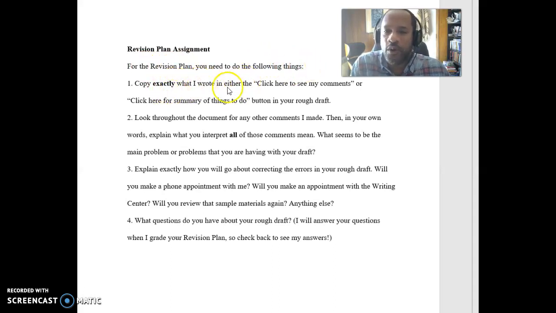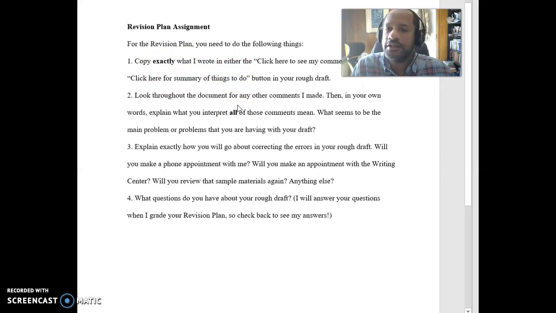Copy exactly what I wrote in either the "click here to see my comments" or "click here for summary of things to do" button in your rough draft. There's a section in your rough draft that says one or the other. Click on that and it will have some specific comments. All you need to do is copy and paste into the document exactly what I wrote there. The first part's fairly easy.